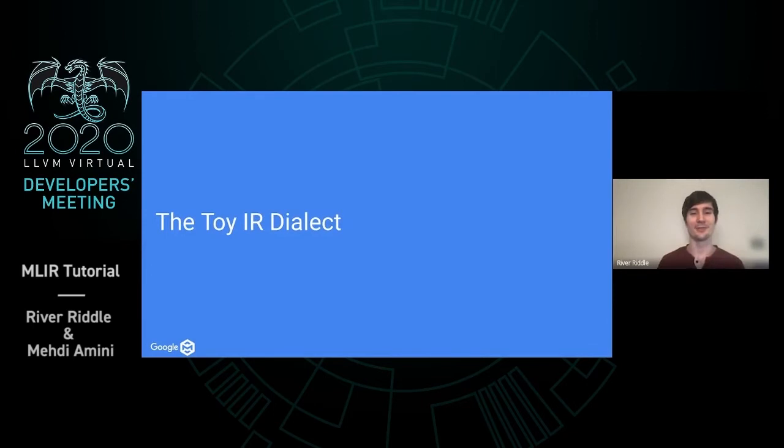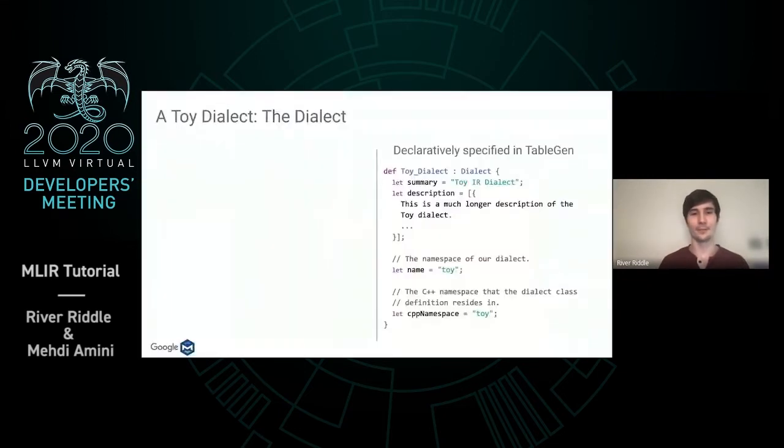My name is River, and I'll be giving a bit of a deeper dive into how we can map Toy into MLIR. So for Toy, we're going to define a dialect because that is our unit of abstraction in MLIR, and we're going to do this declaratively. Doing things declaratively is kind of at the root of MLIR because it helps remove a lot of boilerplate and also helps us add some things that are really integral.